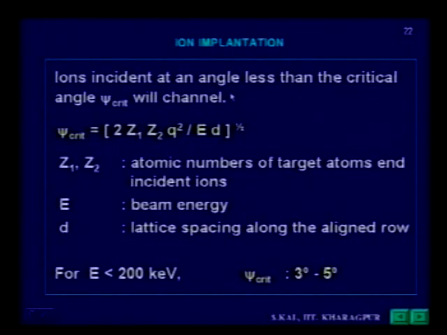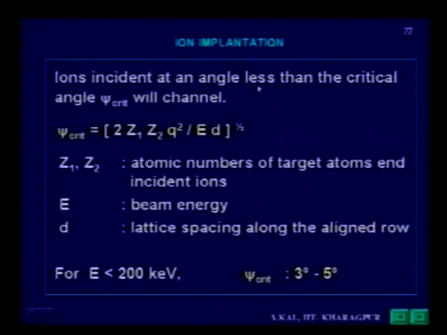If the angle is less than the critical angle, then it will channel. But if the incidence angle is more than the critical angle, then it will not channel. The critical angle, psi critical, is given by the relation, the square root of 2 Z1 Z2 q squared over E d, where Z1 and Z2 are the atomic numbers of the target atoms and incident ions.